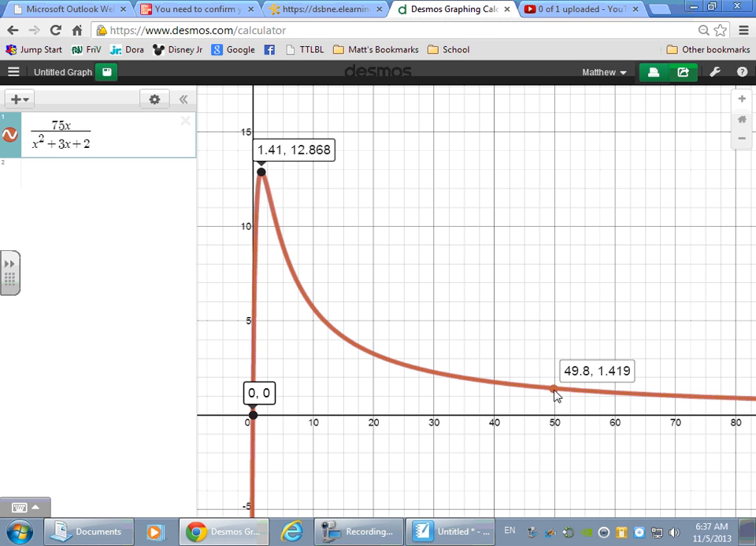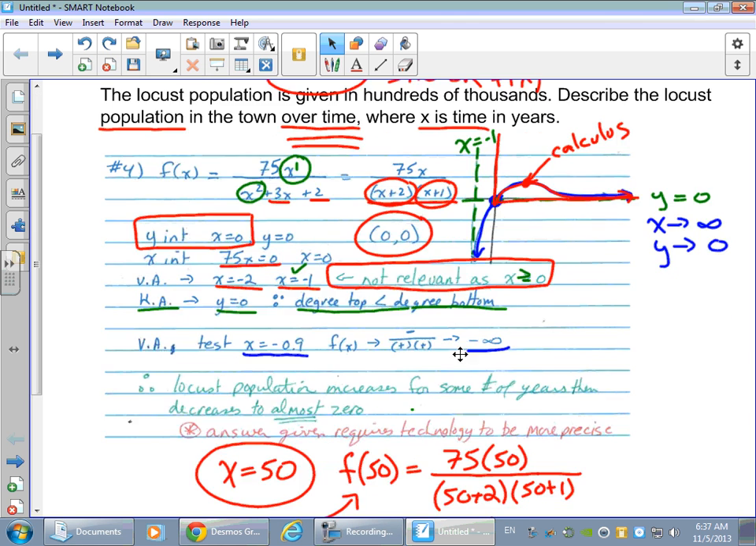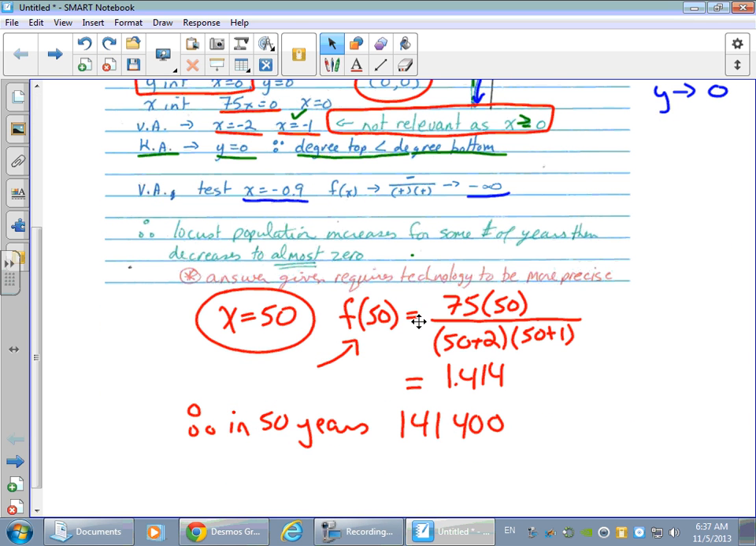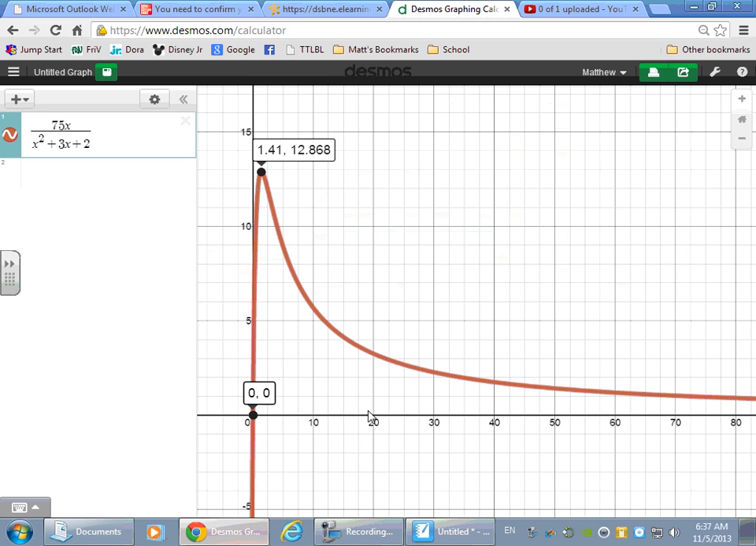Now, what do I actually have at this point? Well, clearly I don't have exactly what they had. If this is what I calculated for the 50, and it was when I did it here, when x is 50, I got 1.414. Then I can be pretty confident that I did the question correctly.